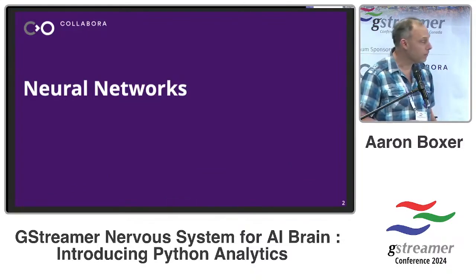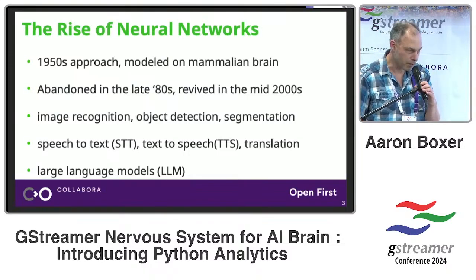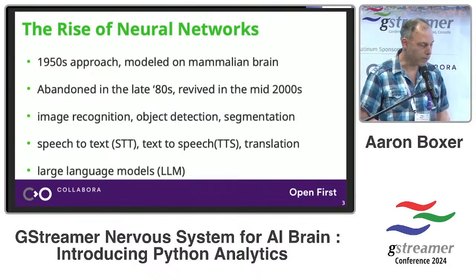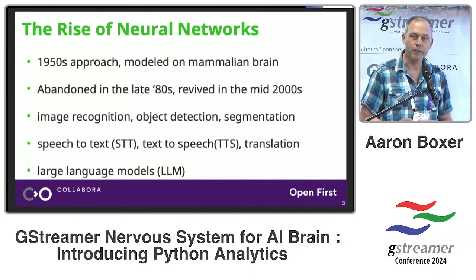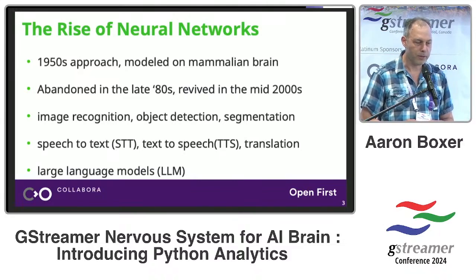So first of all, I'm going to talk a little bit about neural nets, some of the stuff you may already know. The neural nets have been around since the 50s. They're modeled after the way our brains work with the neurons. They were abandoned in the 80s because other techniques were superior. They didn't have GPU compute. At the time, they didn't have training data from the internet.